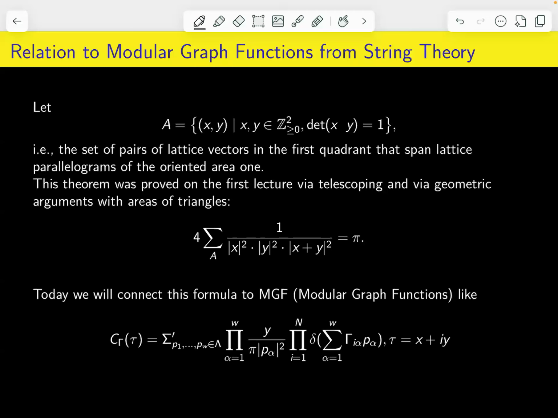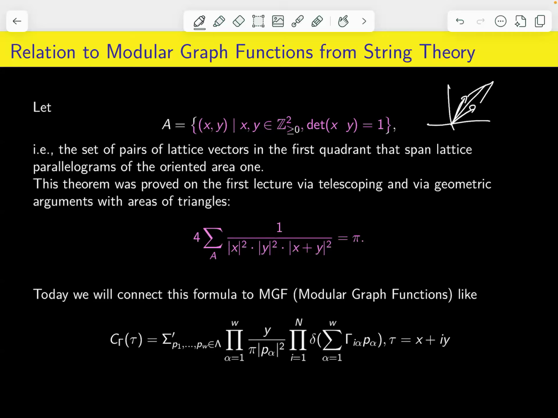So what do we have? Here we have a certain summation, and we sum over the set of pairs of vectors x, y, such that they belong to the first quadrant. They're like lattice vectors from the first quadrant, and in each pair the determinant is 1. So in a sense, we are summing over the set of lattice parallelograms of area 1. And here we take the length of the sides squared times the length of the diagonal squared.